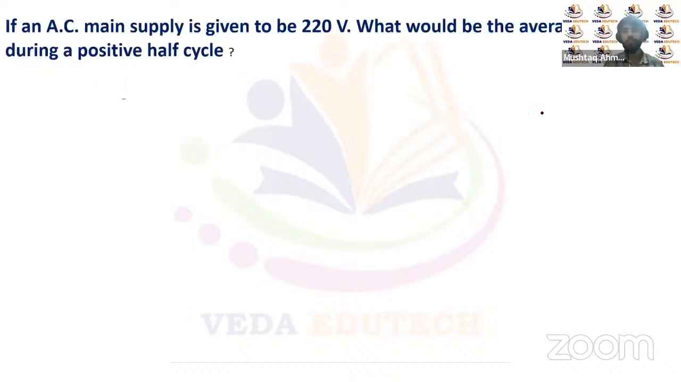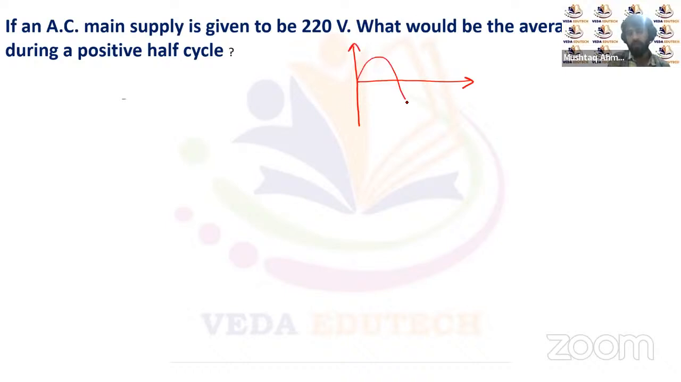Now let's move to question number two. The question is: if an AC main supply is given to be 220 volts, what would be the average EMF during a positive half cycle? So let's suppose we have been given an AC. The AC is a sine function, a sinusoidal AC.